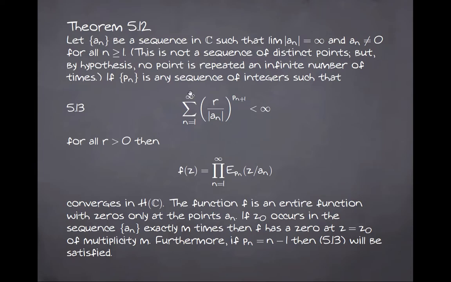And if p_n is a sequence of integers such that this series is convergent for all r greater than 0, then this product converges in H(C). We denote this by F(z), so F(z) equals the product from n equals 1 to infinity of E_{p_n}(z/a_n). Moreover, this function f and this product have the same zeros. The product has zeros at a_n, so f also has zeros at all a_n.